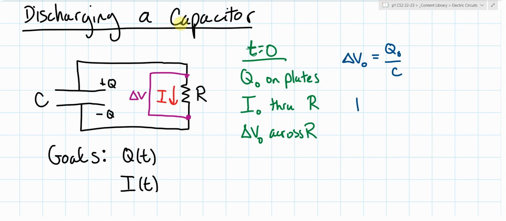So use Ohm's law. In this case, that would be Q naught over C for the delta V, and then R. Okay, so we'll come back to that in a bit. We're going to need that later. But for now, let's scroll down.